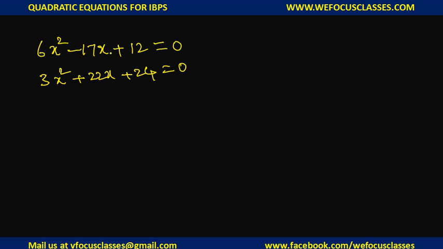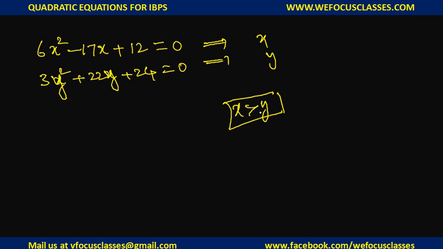Yeah. What is given here? 6x square minus 17x plus 12, and this is 3y square plus 22y plus 24 is equal to 0. See, friends, if you want to solve, you can solve the equations and you will get the value of x and you get the value of y. And you compare these two. Directly I say x will be greater than y. How did I say x is greater than y? Don't think that I already know the answer. It is not that I know the answer. By looking at the equations, I can tell the answer.